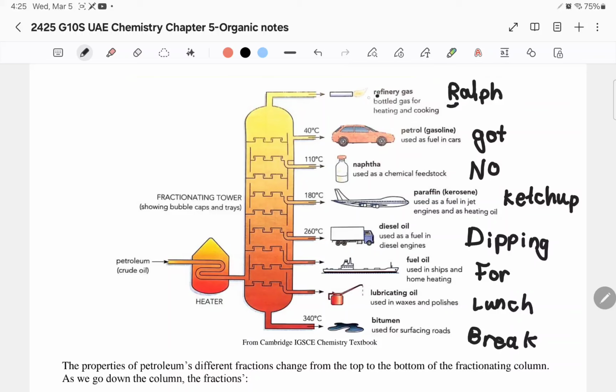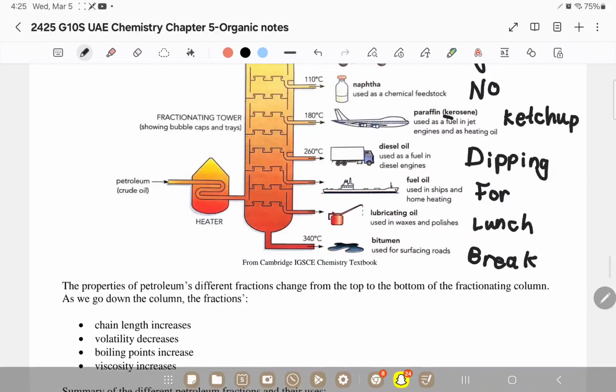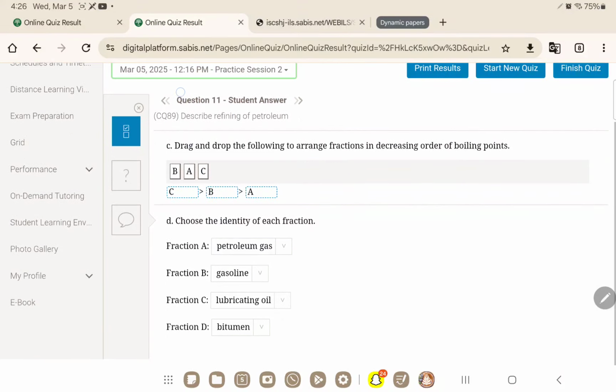So Ralph is refinery gas, which by the way they also call petroleum gas, got is for gasoline, no is for naphtha, ketchup for kerosene, dipping for diesel, for for fuel oil, lunch for lubricating oil, and break for bitumen. This is how you memorize them. Now let's go back to our quiz.